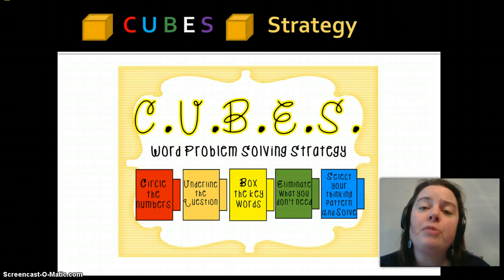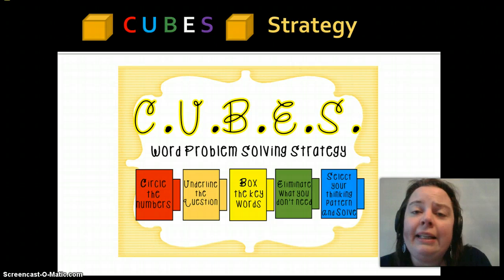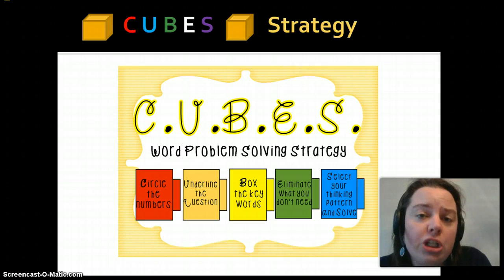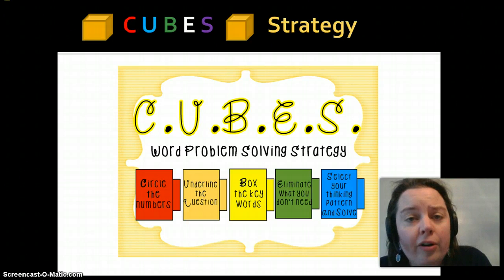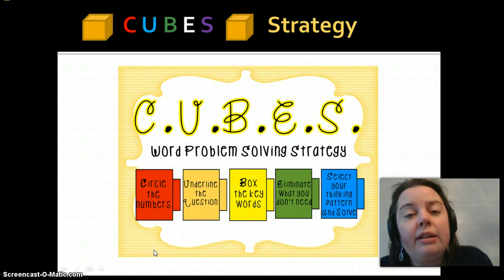So when we're solving word problems, we need to remember the CUBES strategy. We're going to circle the important numbers, underline the question that's being asked in the word problem. We're going to box the important math action words. We're going to eliminate any information in the problem that doesn't have to do with what the underlined question is asking us. And then S, we're going to select our thinking pattern. Are we adding? Are we subtracting? Are we doing both? What are we doing? The boxed keywords are going to help us figure that out. And then we are going to use our math skills to solve the problem.